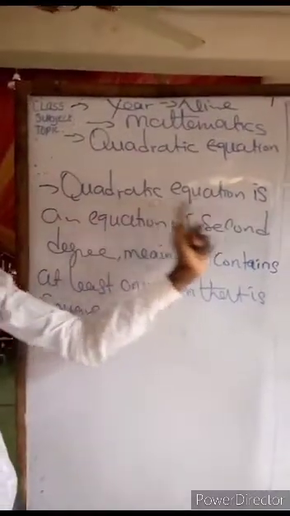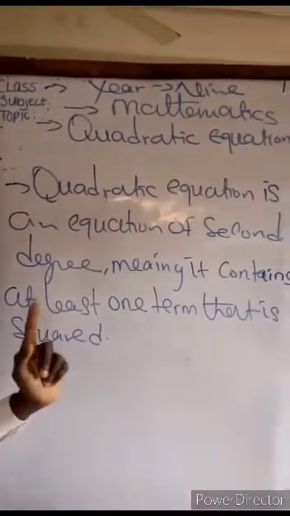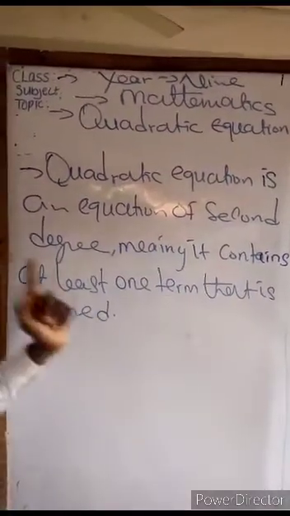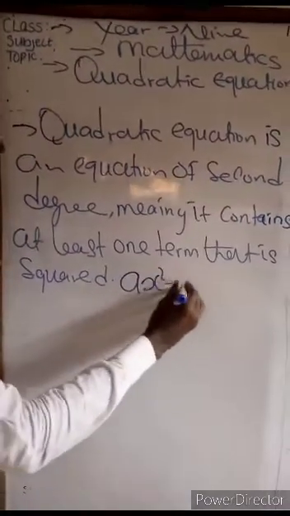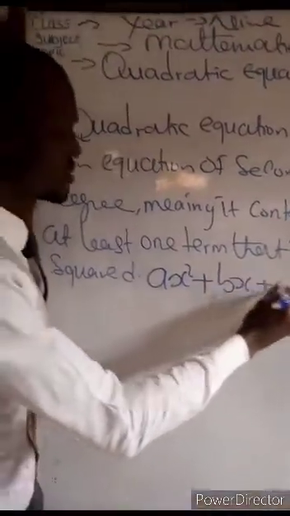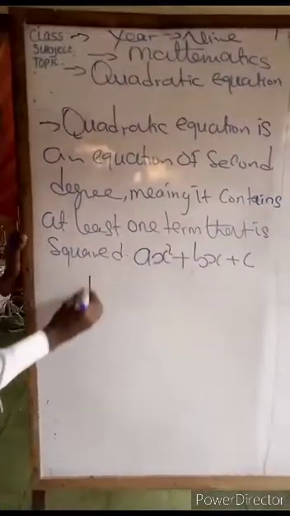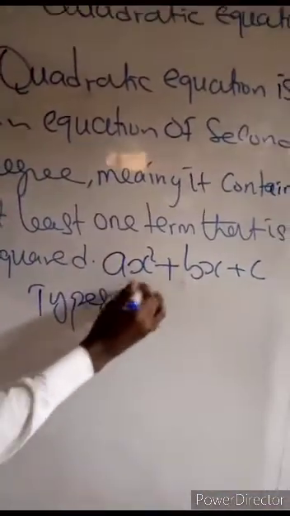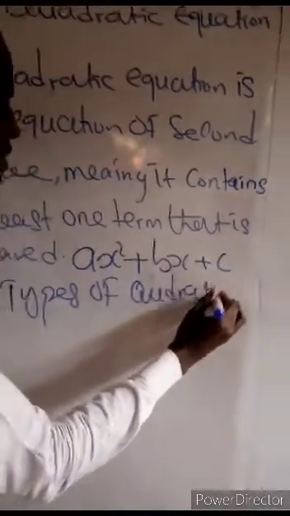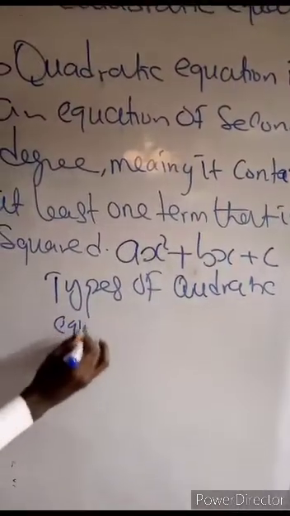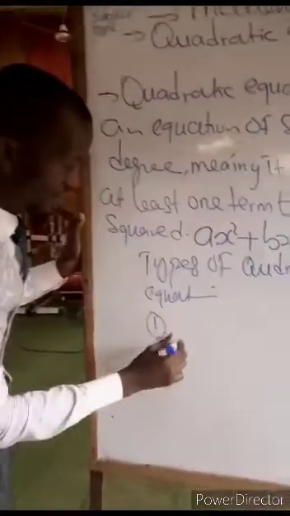A quadratic equation is an equation of second degree, meaning it contains at least one term that is squared, in the sense that we have ax squared, bx and c. So one term that is being squared, second degree. Now under it we have the types of quadratic equation. Here we have the first one, the standard form.